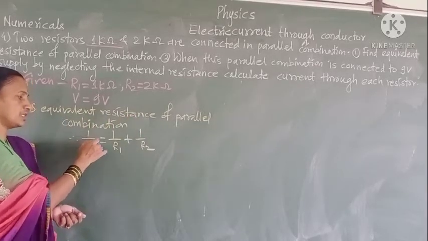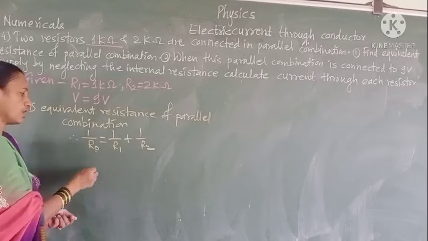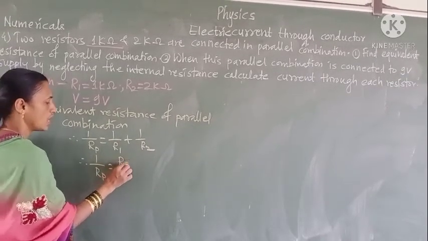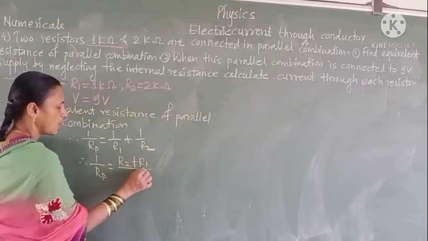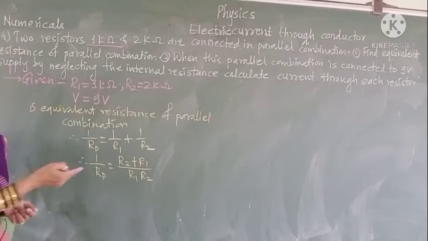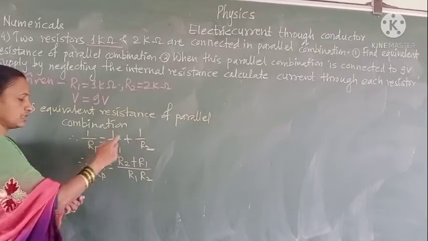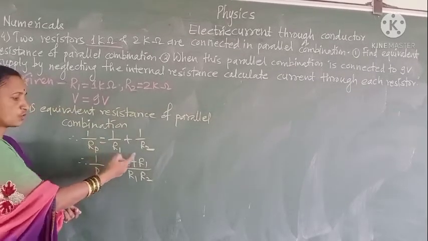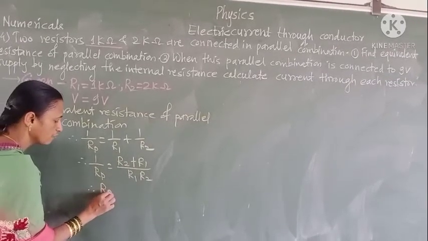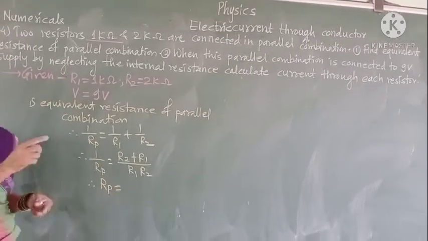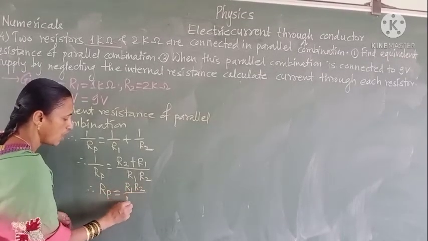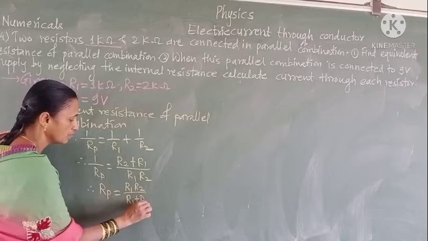Means 1 upon Rp is equal to 1 upon R1 plus 1 upon R2. Hence 1 upon Rp is equal to R2 plus R1 upon R1 into R2. Here we take a cross multiplication. Therefore we have to take the reciprocal, and we get the value R1 R2 upon R1 plus R2.